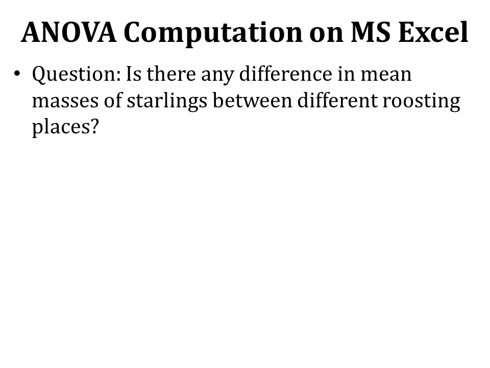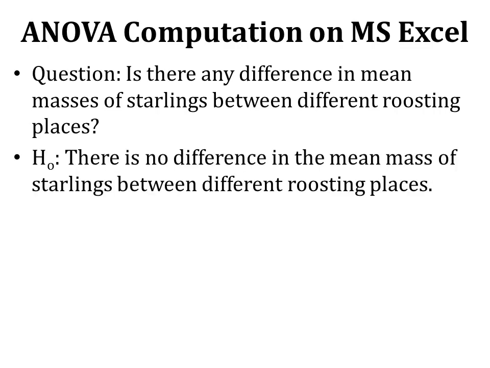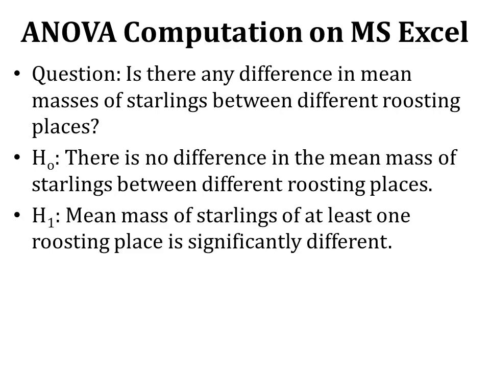And how are we going to proceed further? We are going to state the null hypothesis to answer this question. The null hypothesis is that there is no difference in the mean mass of starlings between different roosting places. And the alternate hypothesis is that the mean mass of starlings of at least one roosting place is significantly different. We can also say that the mean masses of starlings of different roosting places are significantly different, right? So that's how we can state our alternative hypothesis in another way as well.